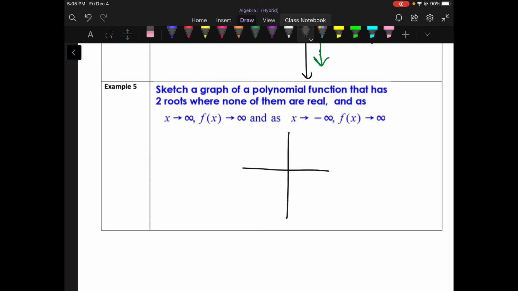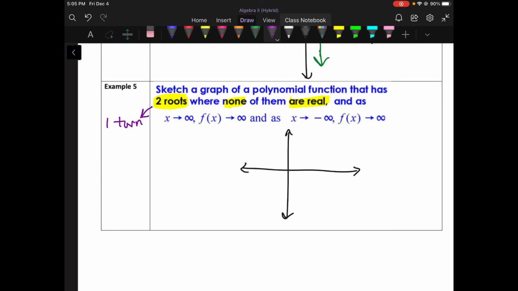But we'll do one more sketch here because there's a lot going on. It kind of combines a couple sections worth of information here. So sketch a graph of a polynomial function that has 2 roots. None of them are real. So starting right there without looking at anything else, I cannot cross the x-axis with my graph if I have no real solutions. So we have 2 roots. None are real. That means that there is 1 turn.